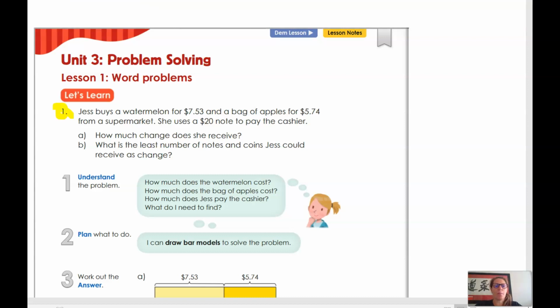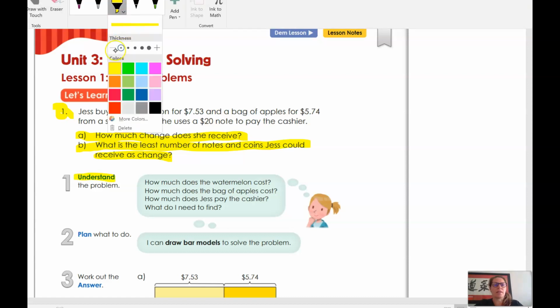1. Jess buys a watermelon for $7.53 and a bag of apples for $5.74 from a supermarket. She uses a $20 note to pay the cashier. So we want to know, how much change does she receive, and what is the least number of notes and coins Jess can receive as change? So there's two answers we need, and it's a two-step problem. So let's understand what we're doing.